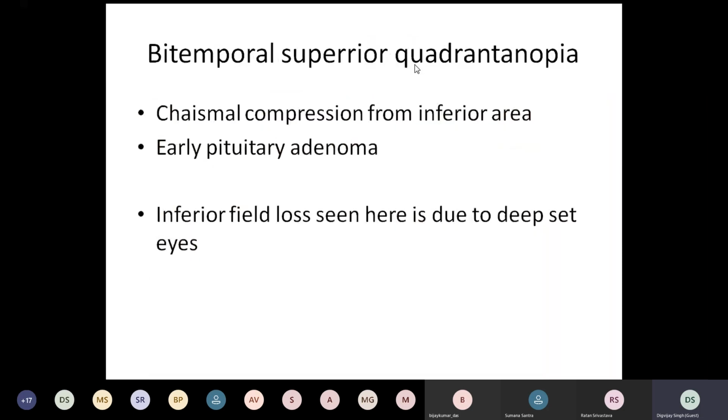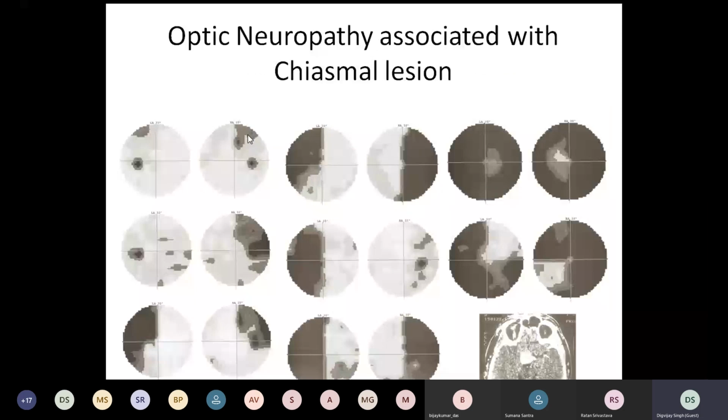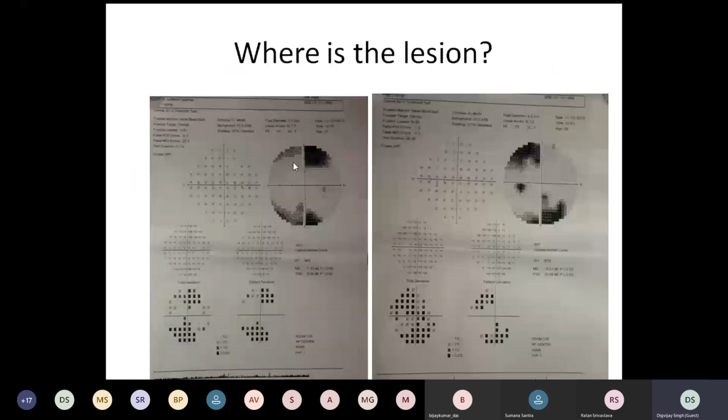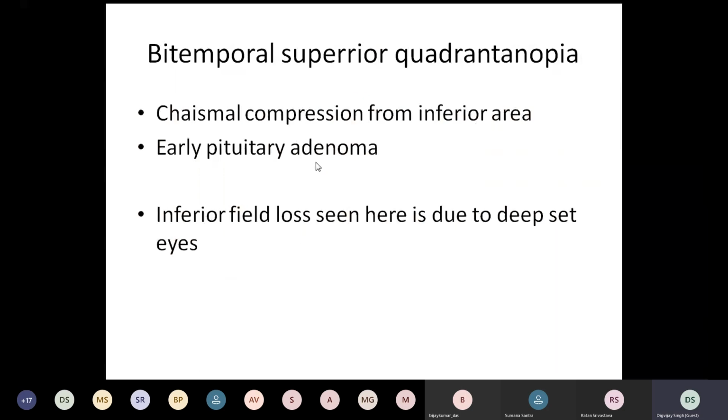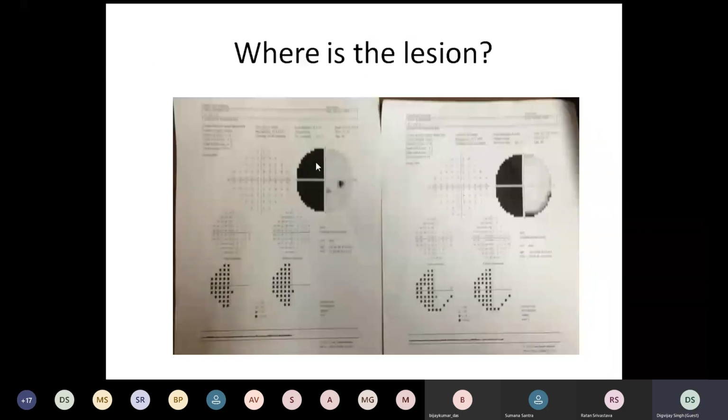Going back to that chart of chiasmal lesions, you can see the very first one here, which is showing these superior quadrantanopia. Our fields are very similar looking to that. Forget the inferior portion of the field. Let's look at the next one.